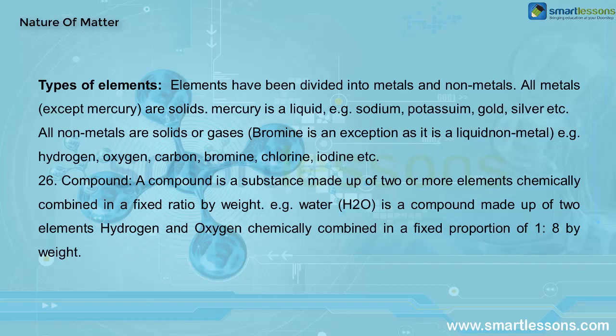All non-metals are solids or gases. Bromine is an exception as it is a liquid non-metal. Hydrogen, oxygen, carbon, bromine, chlorine, iodine, these all are examples of non-metals. And as we have already mentioned, compounds are compositions of some elements, like water. It has 2 hydrogen, 1 oxygen, and that forms the compound water.